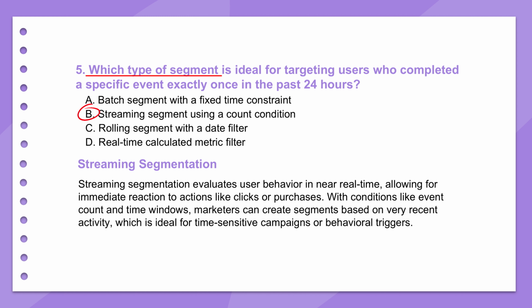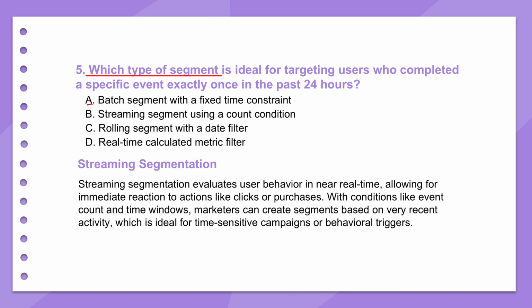It absolutely is. Imagine you want to send a special follow-up offer to someone who signed up for a free trial yesterday but hasn't actually logged in since. A streaming segment with that count condition lets you automate that very specific and perfectly timed communication. It just makes your marketing much more efficient and more relevant.